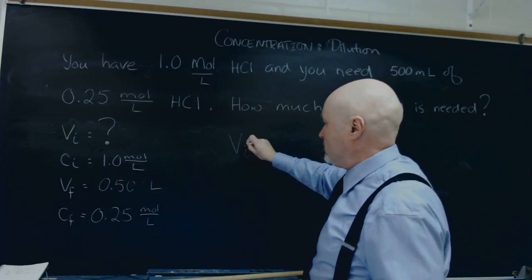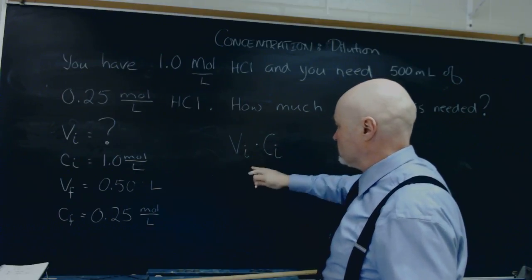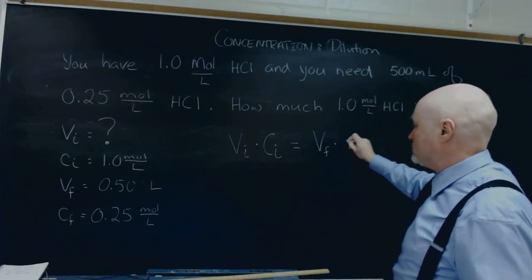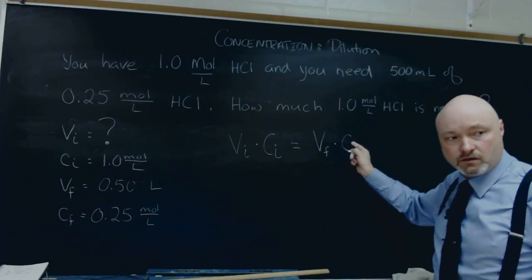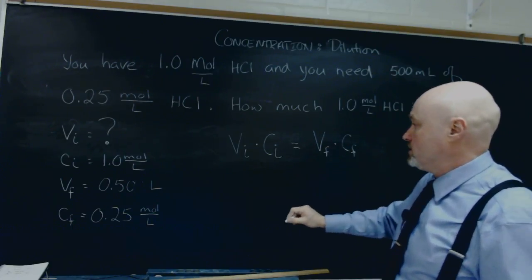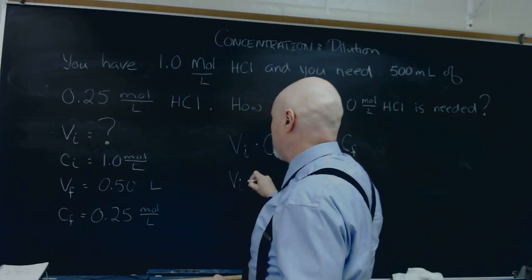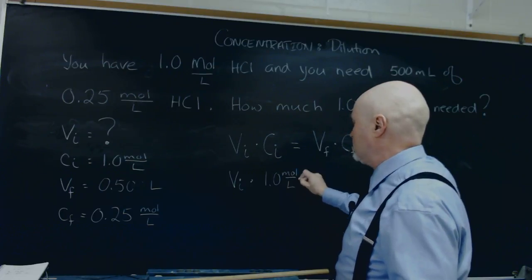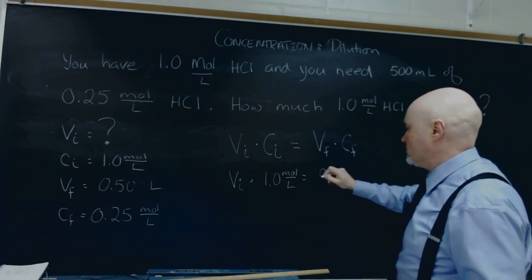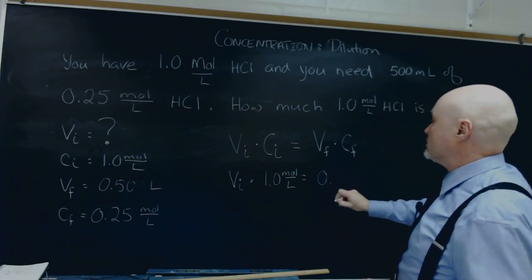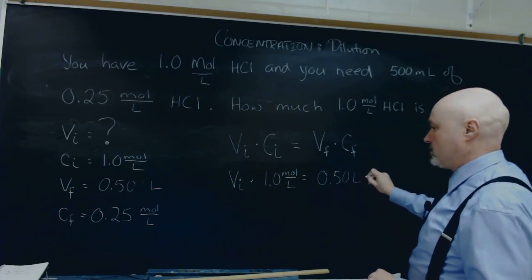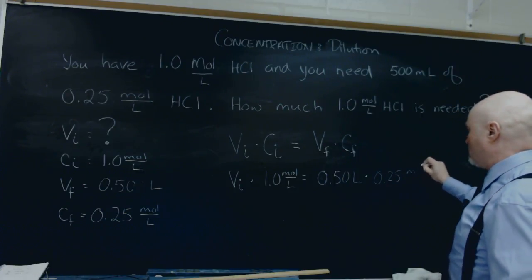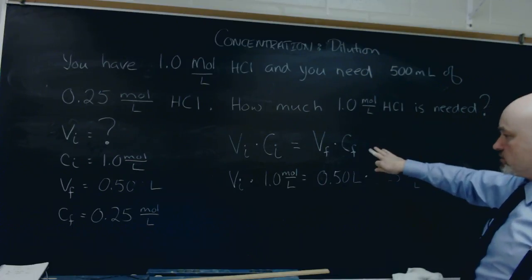So the initial volume times the initial concentration, which is just going to give me how many moles are present, it's got to be equal to the final volume times the final concentration, because that's also how many moles are going to be present. So I don't know my initial volume. I do know my initial concentration is 1 mole per liter. I know my final volume is going to be, did I say a half liter? Yes, I did, and that is right. And I know that I need 0.25 moles per liter as my final concentration.